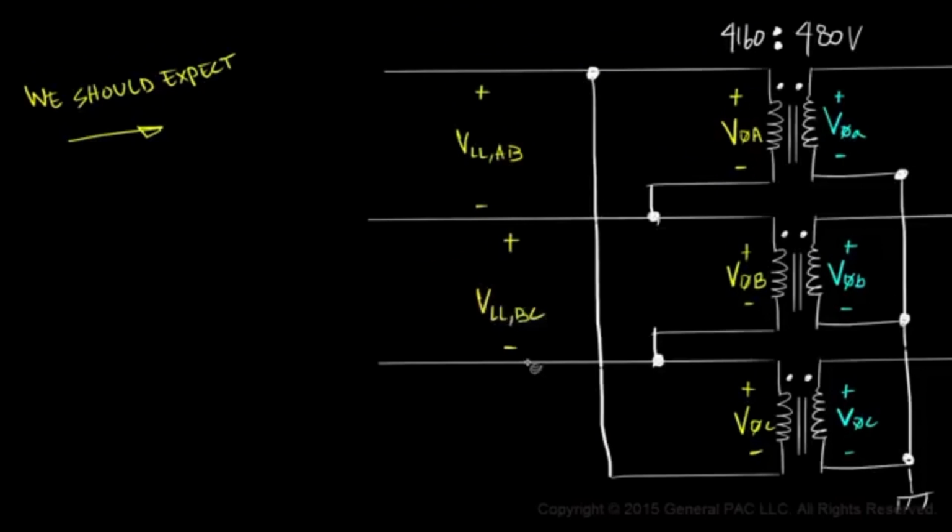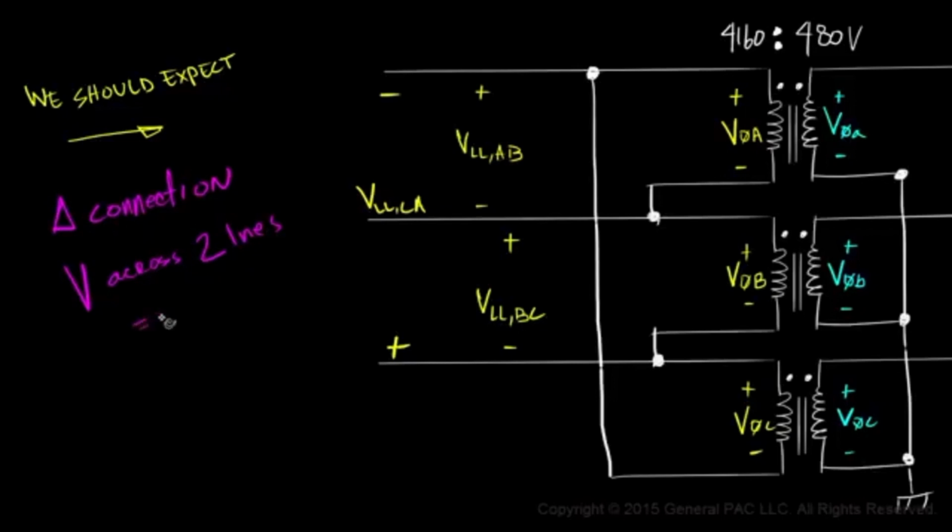Similarly, the line to line voltage across line B and line C is equal to phase B voltage, and the line to line voltage across line C and line A is equal to phase C voltage. So for a delta connected transformer, we should expect the voltage across two lines to equal the voltage across a single winding, or in other words, line to line voltage is equal to the phase voltage.